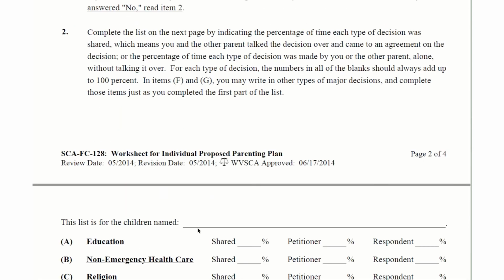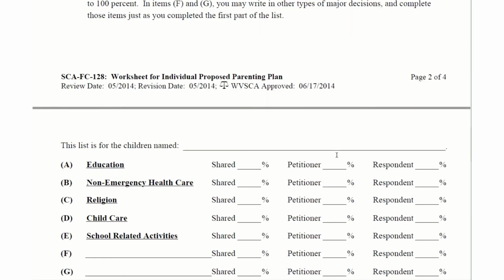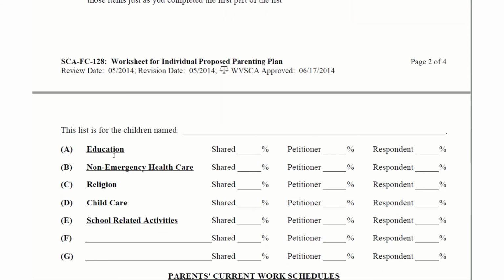and if you scroll down, the actual answer is on the top of page 3 here, the percentage of time each type of decision was made by one parent or the other parent or together. So the court's trying to get a sense of how often parents were making joint decisions, which is what you would do if it was shared, or how often the petitioner was making the decision on that issue, or how often the respondent was making the decision on that issue. So you'll need to go through and fill this out for education, non-emergency healthcare, religion, childcare, school-related activities, and if there's anything else that might be important in your case that you want the court to be aware of about how decisions were made, whether it was shared or it was made by one of the parties or the other.